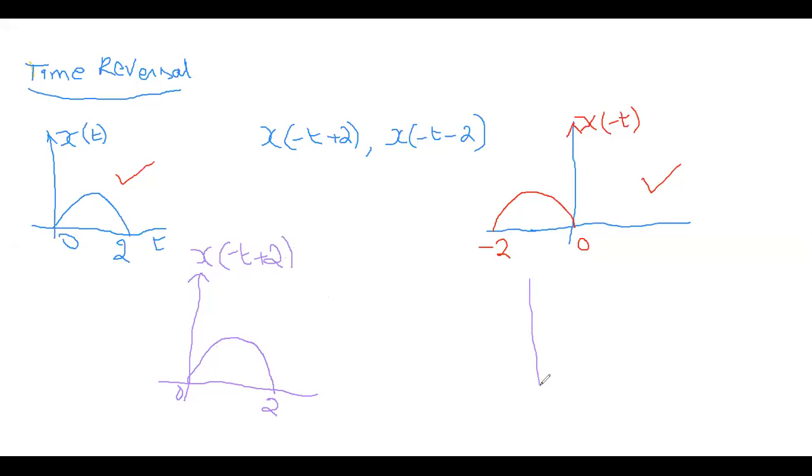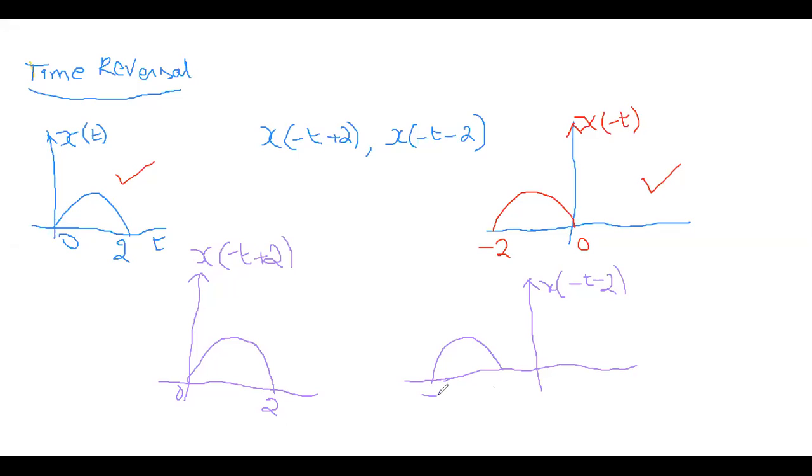If you delay the same signal x of minus t by 2 units, obviously now see here, x of minus t minus 2. So again you are going to get the same. Every time the shape of the waveform does not change, the only change is in time. So that is why it is called time reversal. That means the shape and the magnitude of the waveform do not change. The only change is in time.